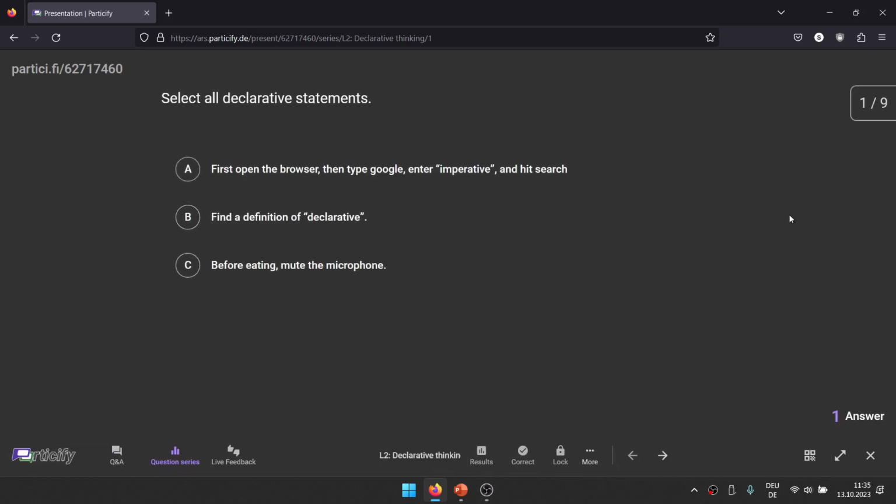Okay, so just select the ones that are declarative here. So first open the browser, then type Google, enter imperative, and hit search. So don't actually do this. It's just the example, right? The next one would be find the definition of declarative. And then there would be one, before eating, mute the microphone. So this would be maybe more applicable for online classes, but yeah.